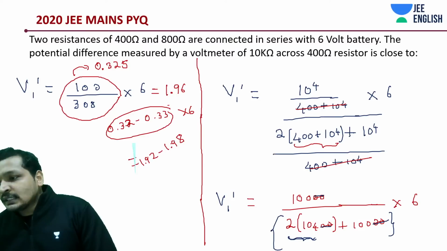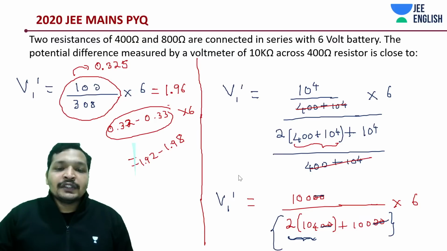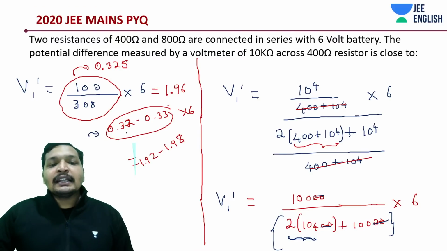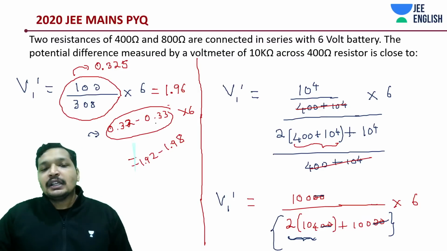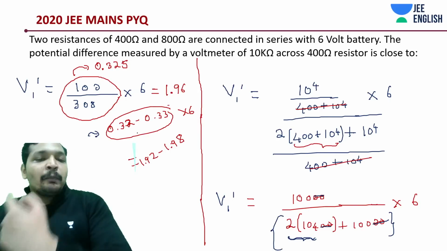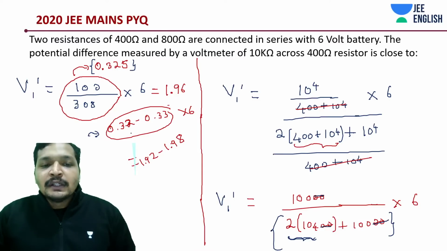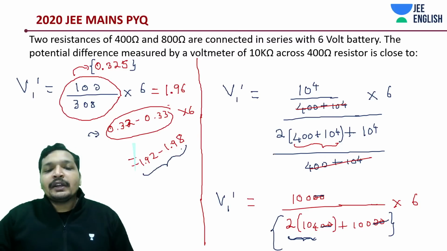Then what did I say? 100 divided by 308 is in this range. Always make use of this method. Very easy method, this will be very useful. It's in the range between 0.32 and 0.33. So when you multiply, your value lies between 0.32 and 0.33. I'm guessing it was around 0.325. So your final value should be between 1.92 and 1.98.